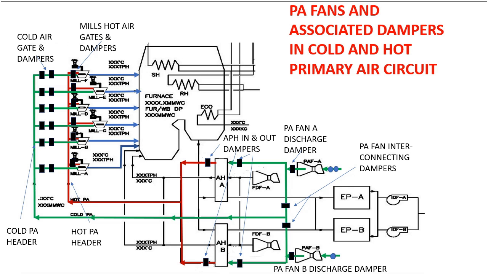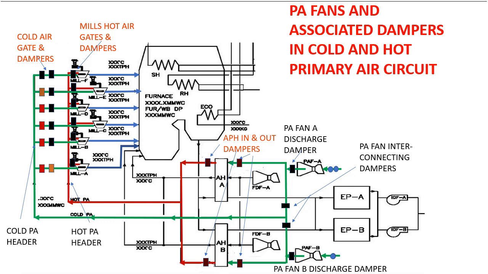This is the circuit diagram of PA fans and associated dampers in the cold and hot air primary air circuit. Here you will see the PA fan A discharge damper, then the air preheater inlet and outlet dampers, and then the hot air duct and the cold air duct, which are directly connected through the interconnecting dampers. You have to open the APH inlet and outlet dampers so that the circuit is made through and the primary air can pass through and go to the cold air. The cold air damper for A mill has also been opened.